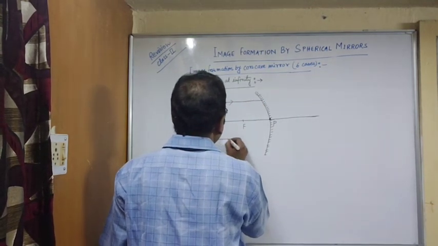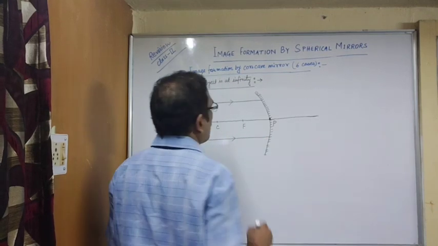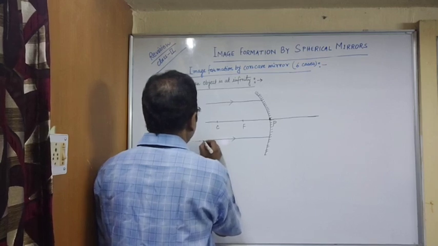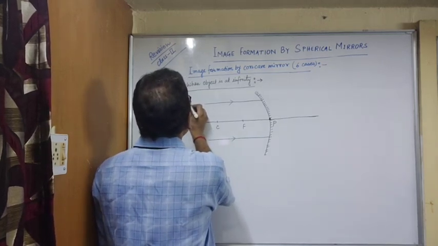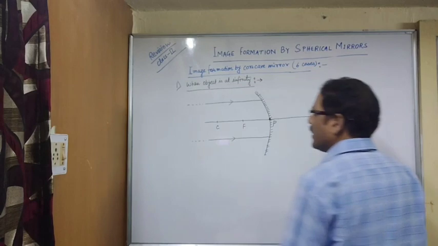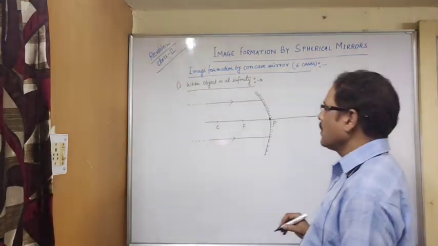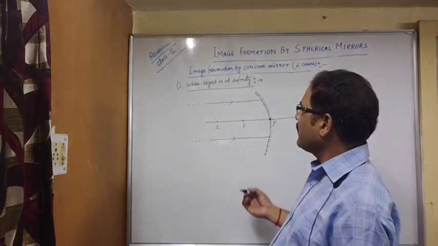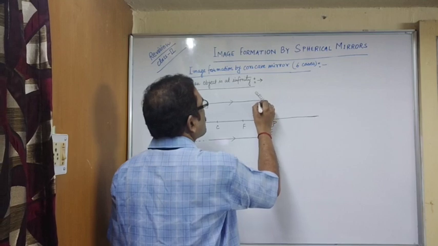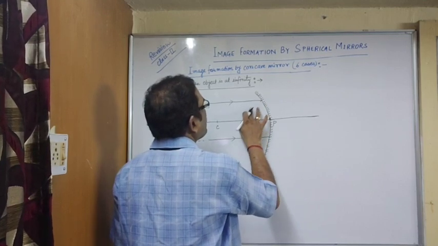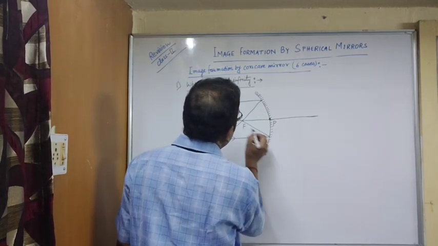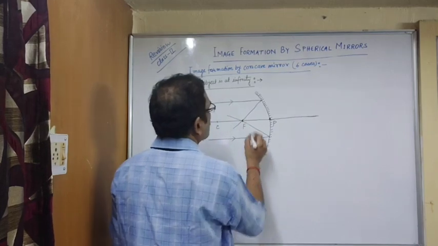So take 2 parallel rays of light. Take this and another ray like this. And these are the 2 parallel rays which are coming from the object. You can show it with dotted line also, that they are coming from very far distance. So they are parallel to principal axis. Now apply rule 1. Whenever the ray is parallel to principal axis, it will pass through focus. So the 2 rays of light, first ray will pass through focus and another ray will also pass through focus.